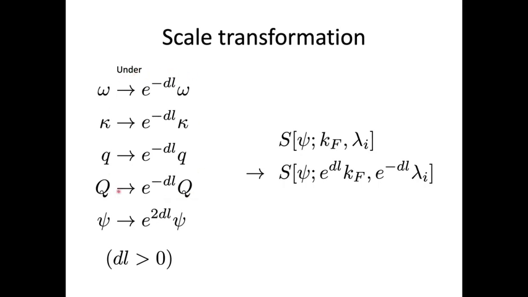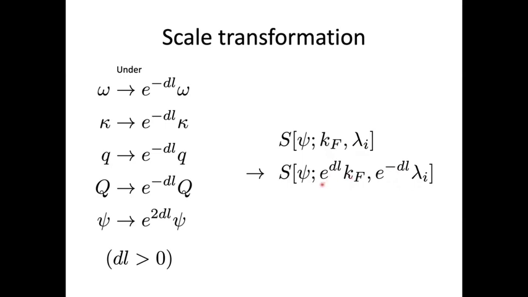And then one can show that under this scale transformation, there's a unique choice of scaling of the field, and under that choice, the action is transformed into itself with new parameters in the theory, where KF becomes larger by a factor of e to the dl, whereas the four-fermion coupling becomes smaller by a factor of e to the minus dl.